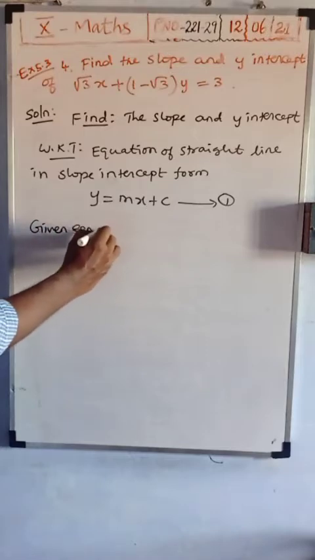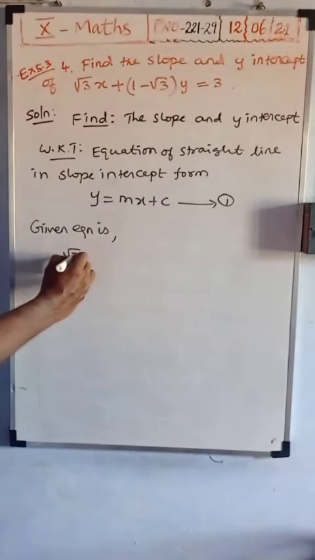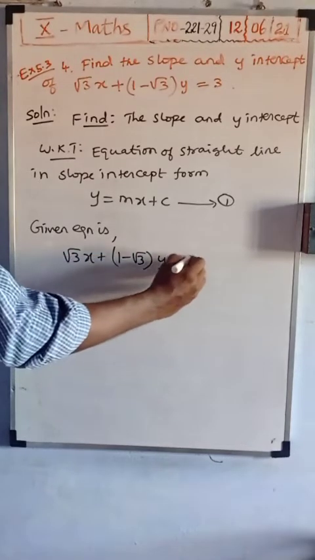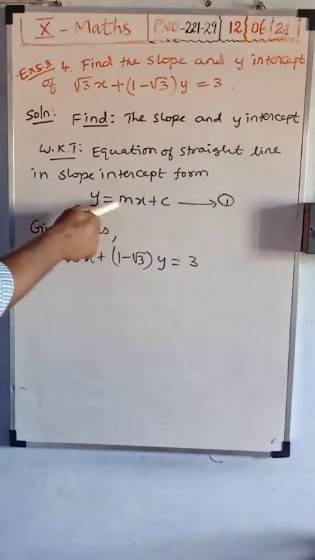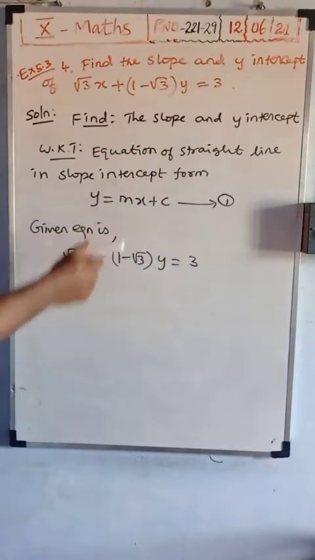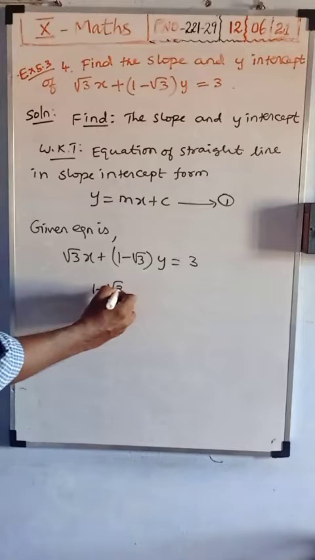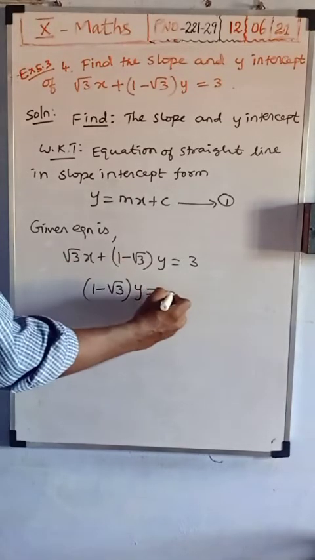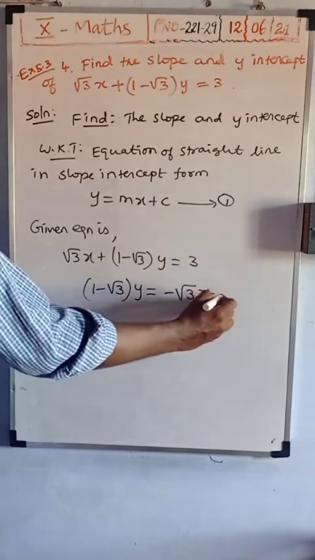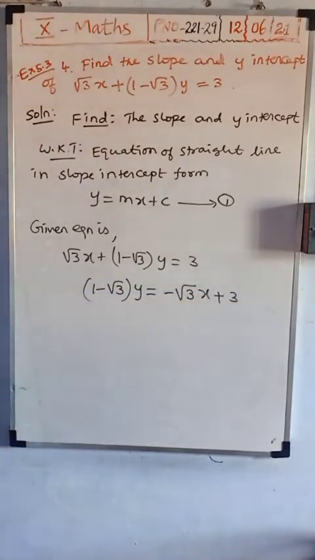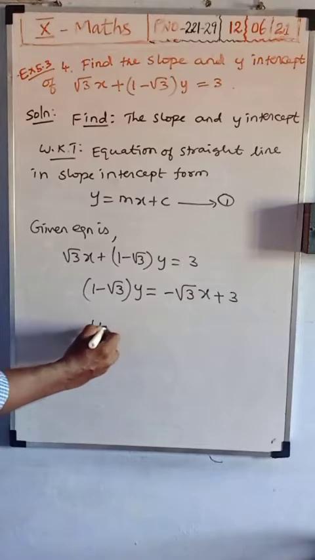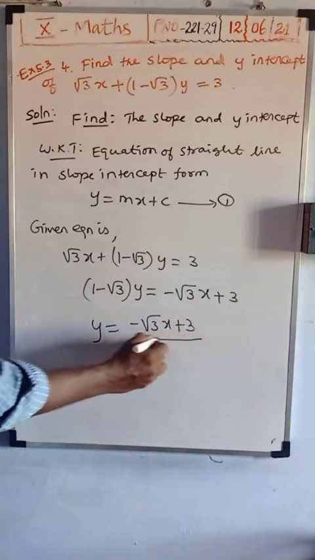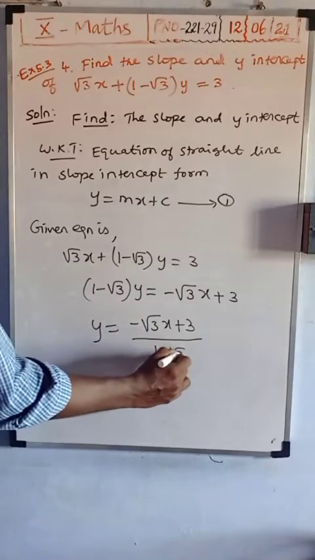Now the given equation you write. The given equation is root 3 x plus (1 minus root 3) y is equal to 3. In this equation, you want to change it into the form like this. That means (1 minus root 3) y you should write as it is, plus root 3 x, that side goes, so minus root 3 x, plus 3 is already there. Now we need only y, so y is equal to (minus root 3 x plus 3) whole divided by 1 minus root 3, which goes down.